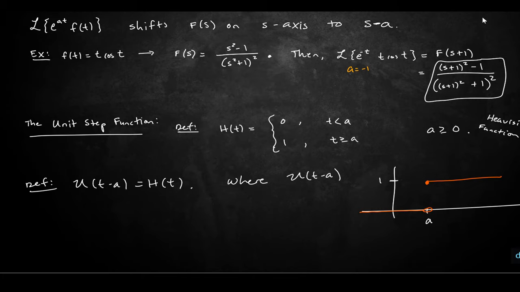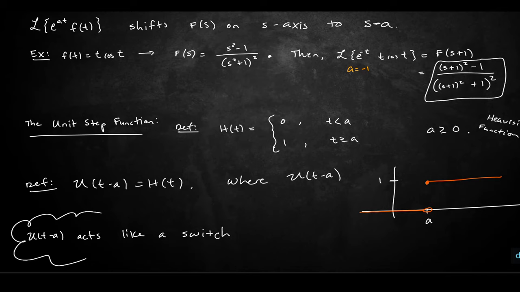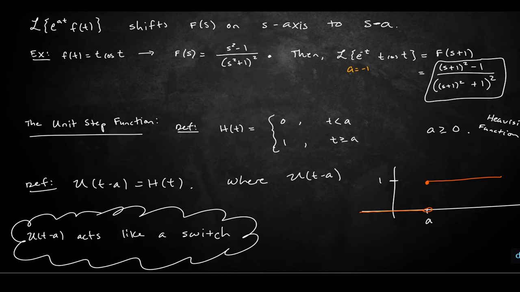So that's going to be a function we use quite a bit in our Laplace transform stuff. U of t minus A is like a light switch. That's the way I like to think about it. Once you get to A, it turns on, and then it stays on after that forever. It's going to turn on whatever it's multiplied by whenever we get to A. So whatever A is tells us when to turn on the switch, and then after that, it stays on forever.